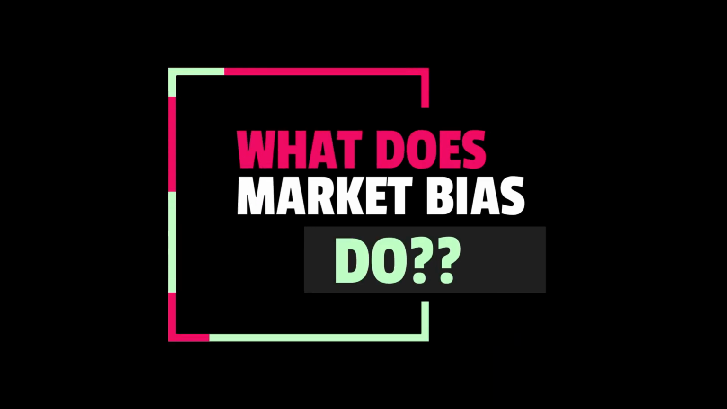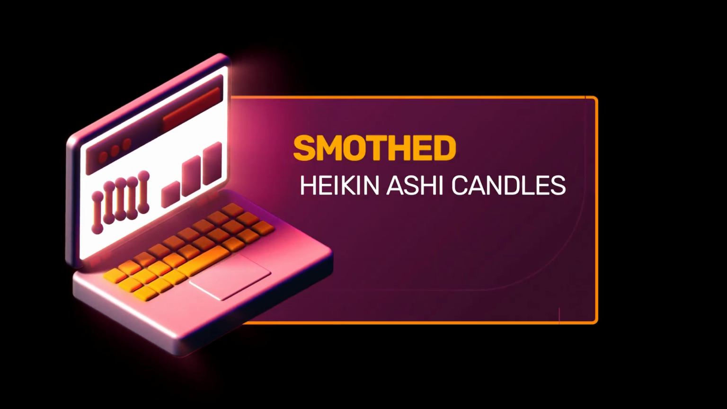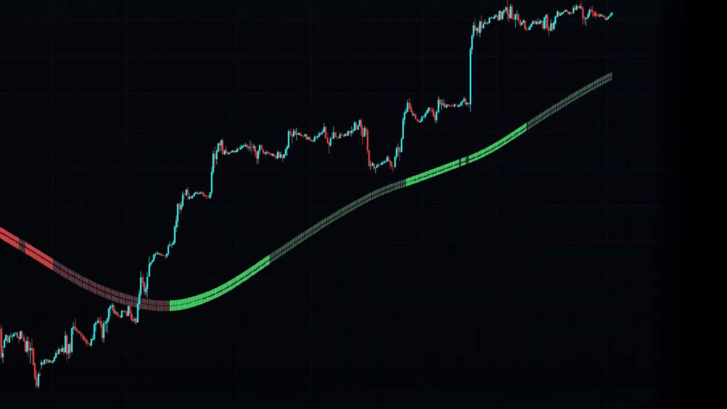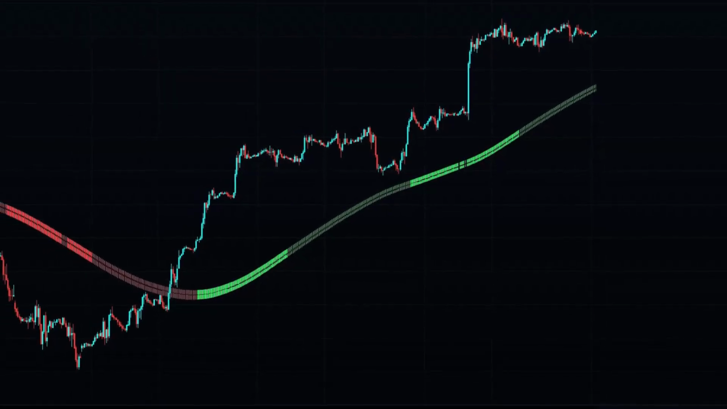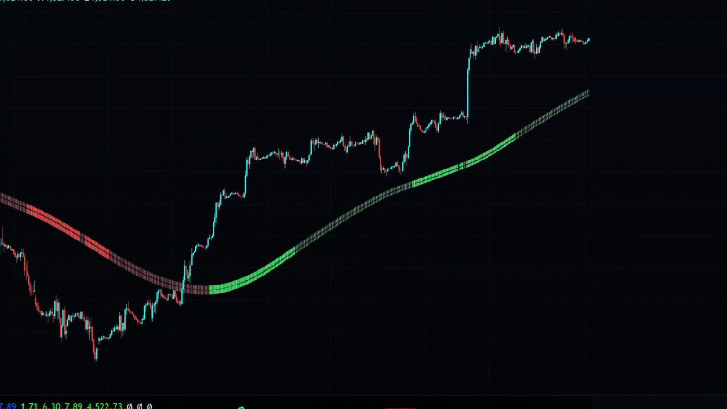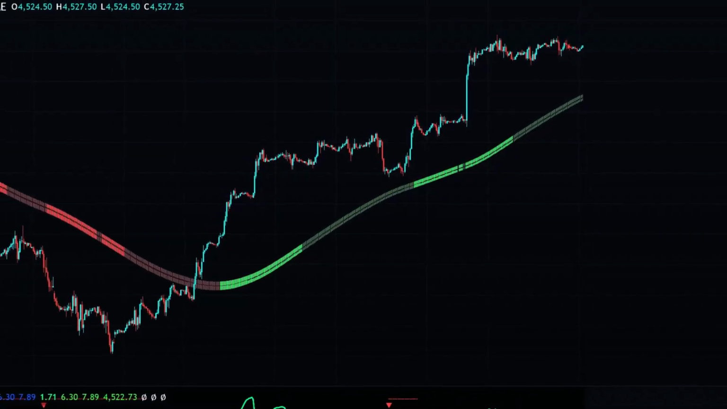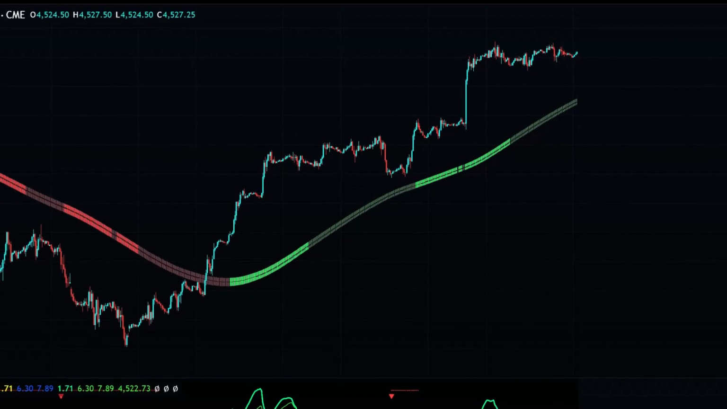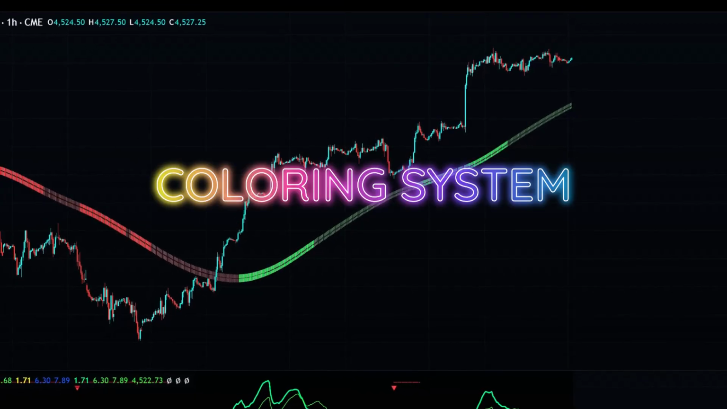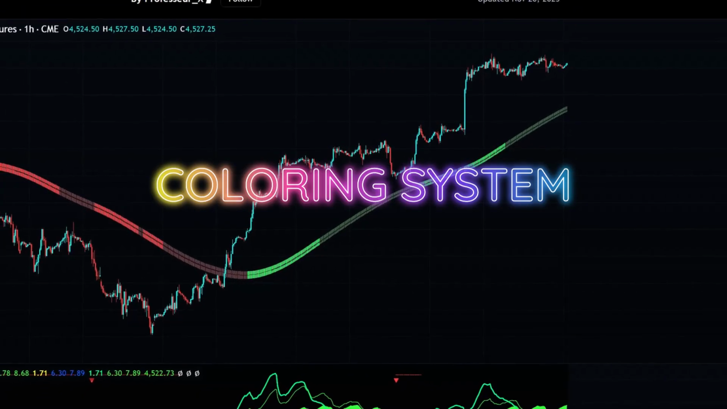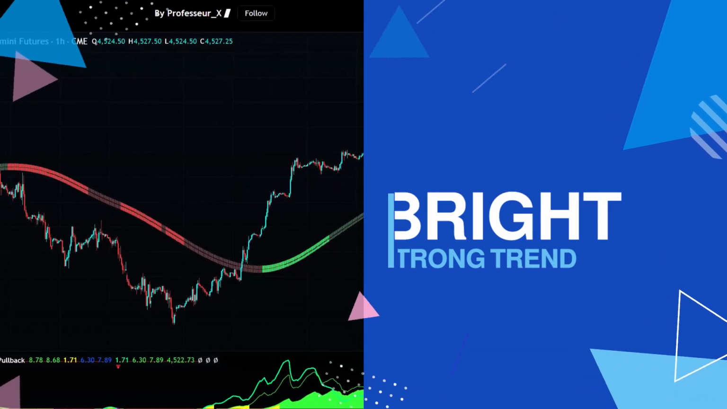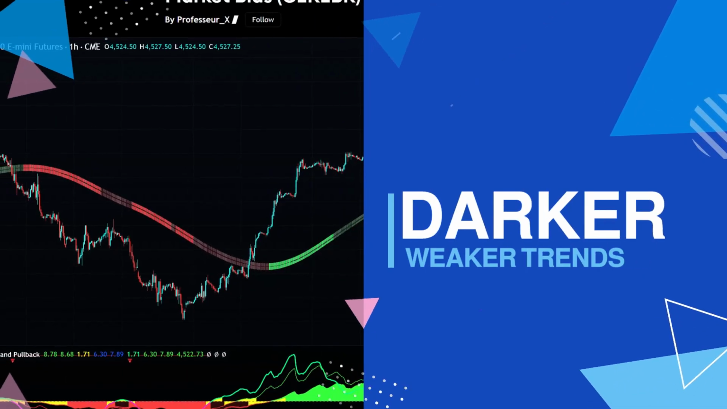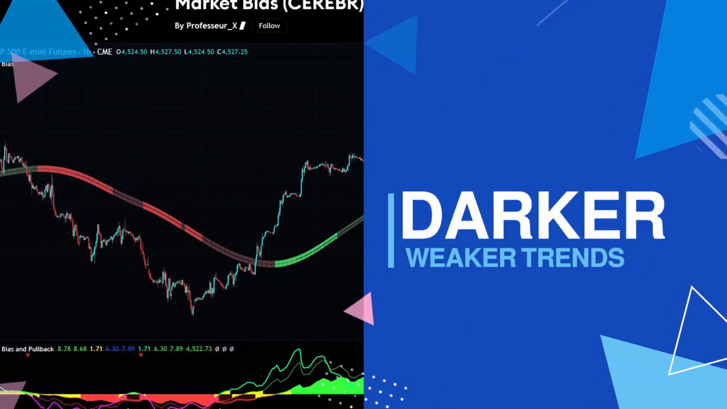Now, what exactly does the market bias indicator do? Well, it uses something called smoothed Heikin-Ashi candles to try and determine the overall direction of the market. Heikin-Ashi candles are a special type of candlesticks that filter out some of the noise in the price action, giving us a clear picture of a trend. The indicator then uses a coloring system to show us strong and weak market conditions. Bright colors generally indicate a strong trend, while darker colors suggest a weaker or more uncertain market.